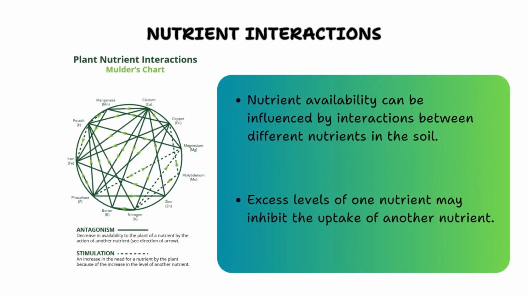The next factor is what we call nutrient interaction. Now, this is going to be super heavy, but it's very critical for us to understand. What we have on the left is what we call the Mulder's chart. The Mulder's chart represents the interaction between 11 of the essential plant elements. Some interactions are positive, meaning they are synergistic, and others are negative, meaning they are antagonistic.